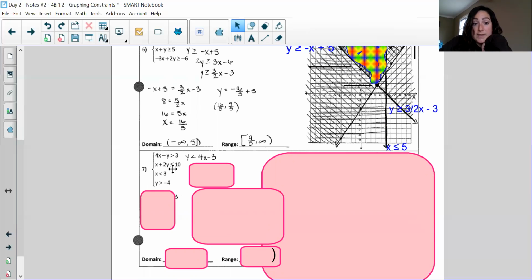x plus 2y is less than or equal to 10. Solve for y, and we get y is less than or equal to negative 1/2 x plus 5. x is less than 3, and y is greater than negative 4.